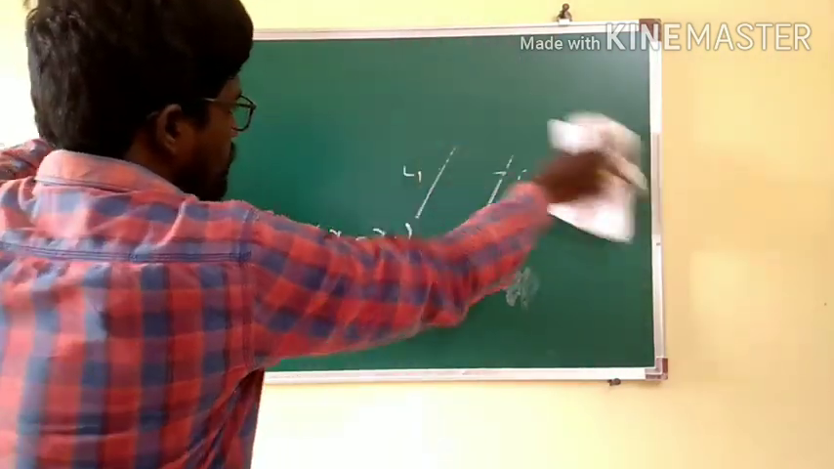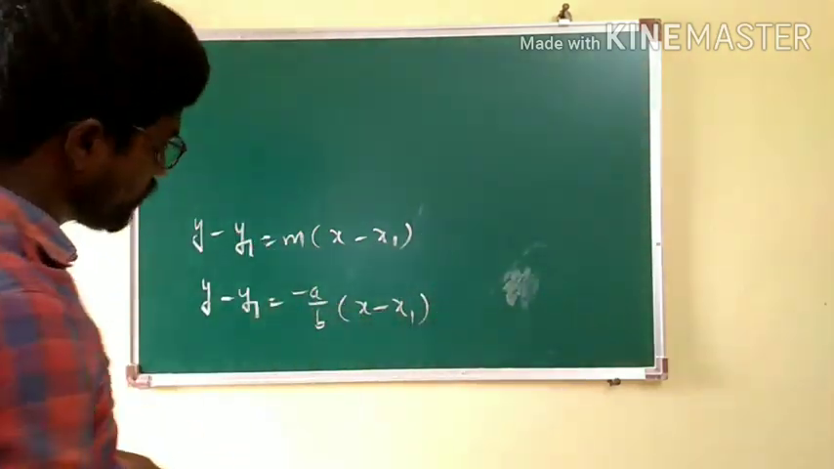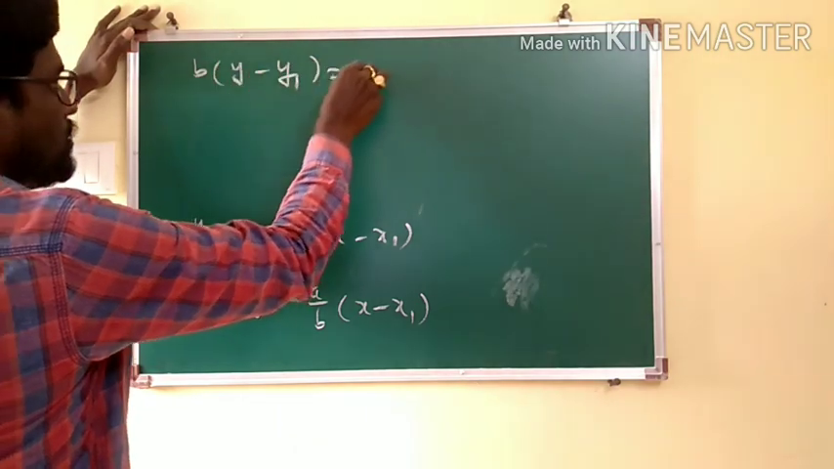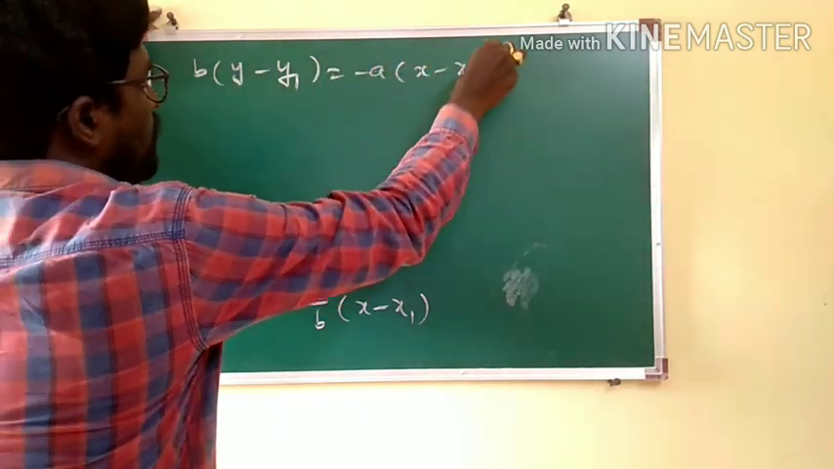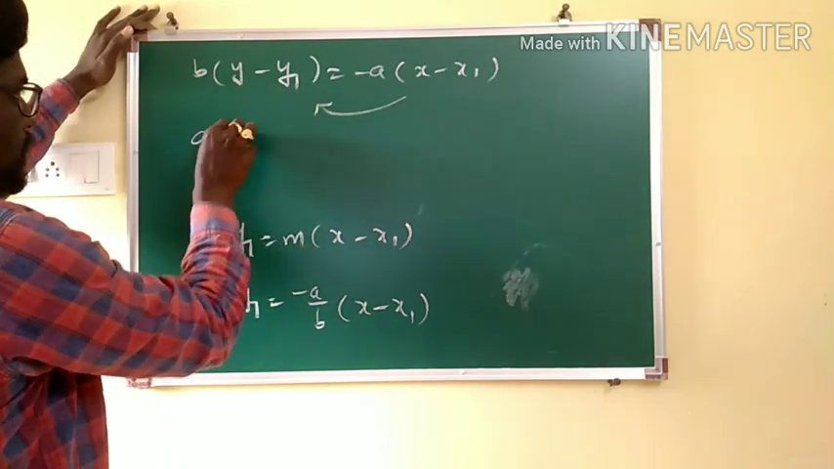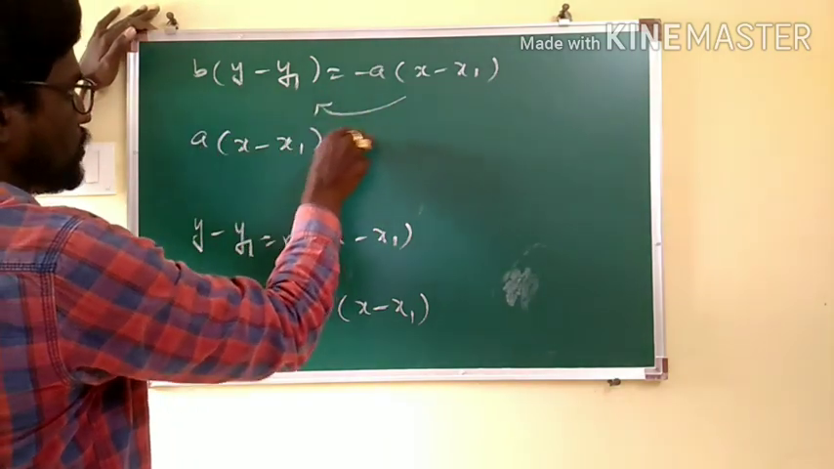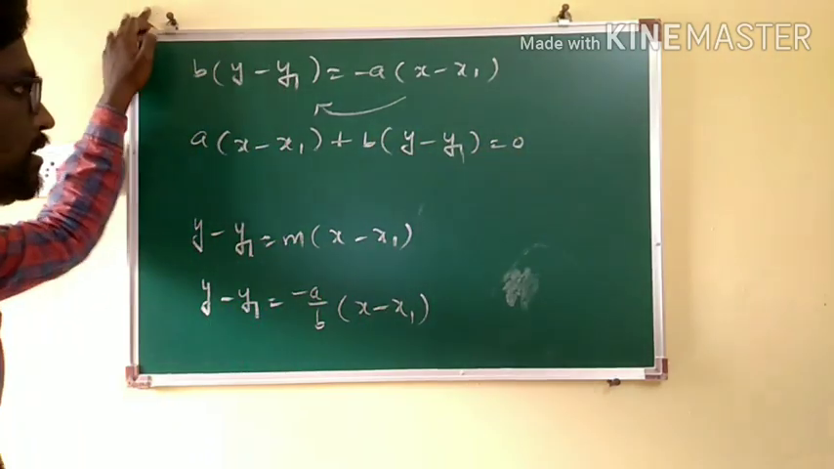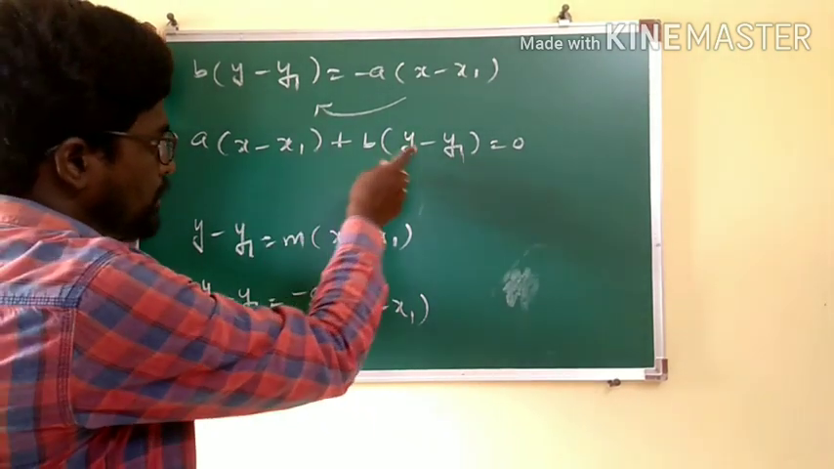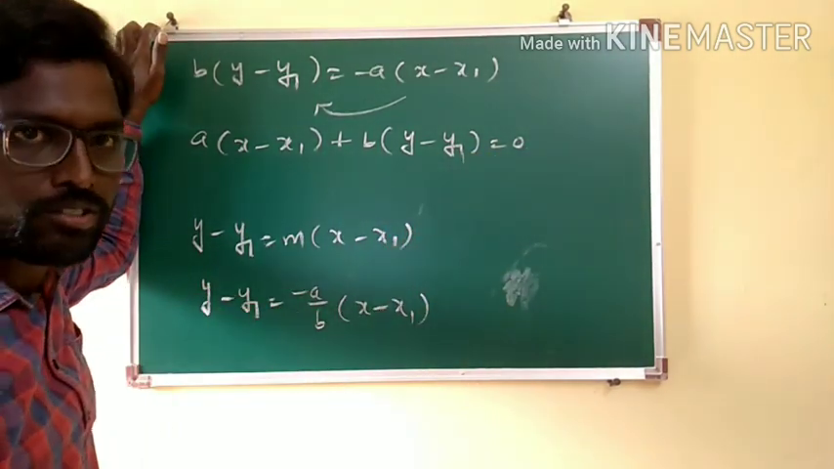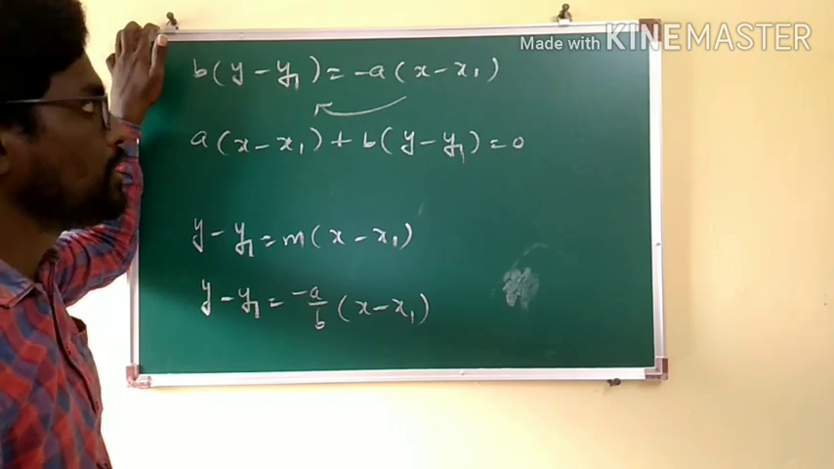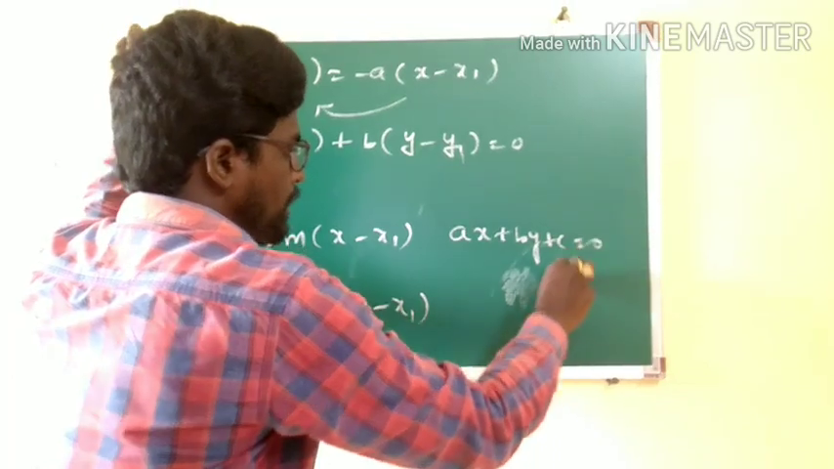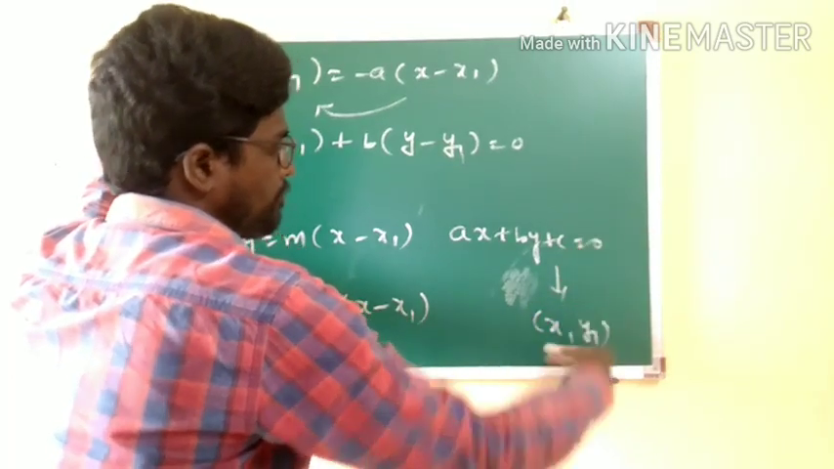Now on simplifying this, what will I get? b into y minus y1 is equal to minus a into x minus x1. Transposing to the left side, what will you get? a into x minus x1 plus b into y minus y1 is equal to 0. This is the required equation of the line which is parallel to ax plus by plus c equal to 0 and passing through the point x1 y1.